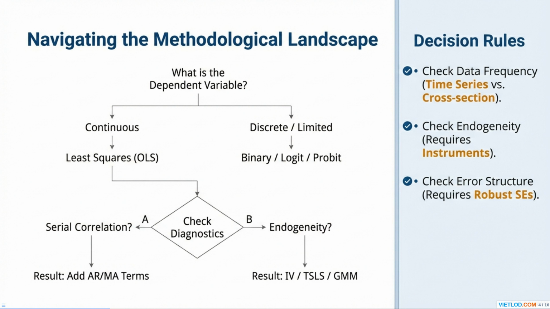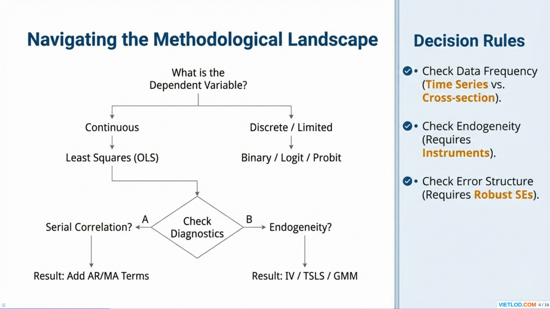Choosing the right econometric model is a critical first step in any analysis. Our flowchart provides a roadmap, starting with the nature of your dependent variable. If it's continuous, like income or sales, you'll typically begin with ordinary least squares, or OLS. If it's discrete or limited, such as a binary yes-no outcome, models like logit or probit are more appropriate. Regardless of your initial choice, thorough diagnostics are essential.